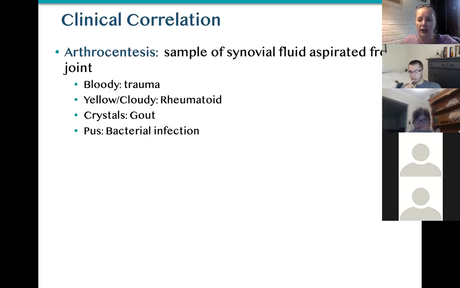You can look in there and see if you have crystals, in which case you might have gout or what we call pseudo gout, depending on which type of crystals. And we look under the microscope, and this again is in office. You can see under the microscope if there's these birefringent crystals. Or if it's really cloudy and has profuse pus in the joint, then you have a bacterial infection.